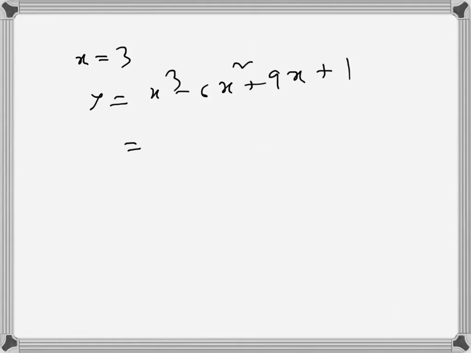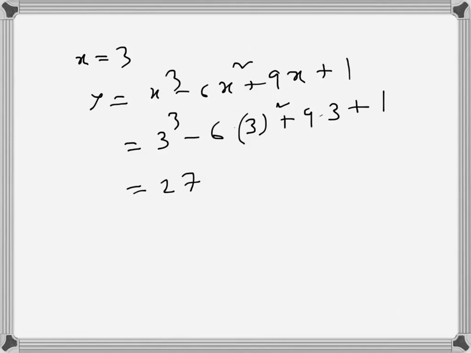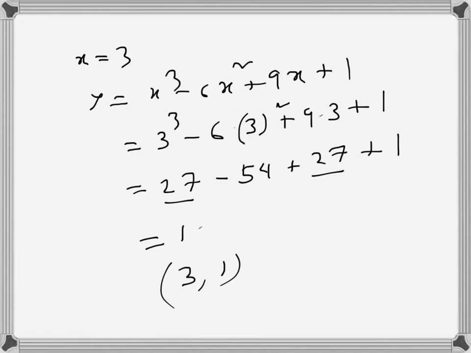To find the other point, let's plug in x equals 3 in the function y. I will write it again: x cubed minus 6x squared plus 9x plus 1. So 3 cubed minus 6 times 3 squared plus 9 times 3 plus 1. So this is 27 minus 54 plus 27 plus 1. 27 plus 27 is 54, minus 54 is gone, so it's just 1. So the other point is (3, 1). So two stationary points: one is (3, 1), another one is (1, 5).